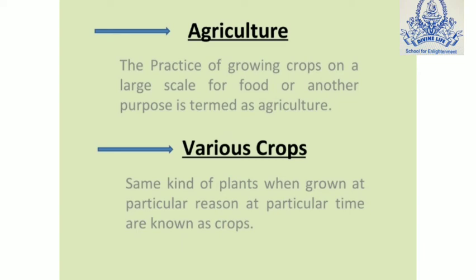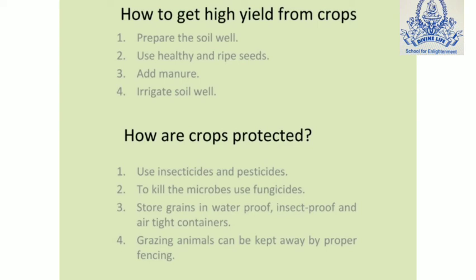Now students, do you know how to get a high yield from crops? First, prepare the soil properly. Use healthy and ripe seeds. Add manure and fertilizers like sulfur and urea, and irrigate the soil well. You know the crops get damaged if proper care is not taken, so we need to protect our crops against insects. Use insecticides, and store grains in waterproof and airtight containers.